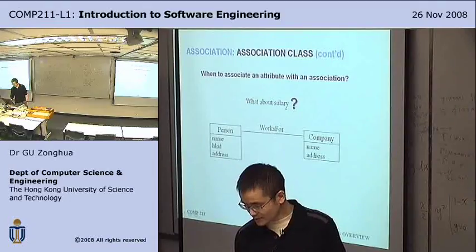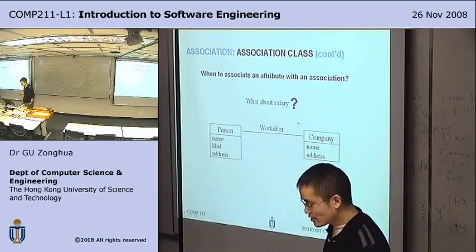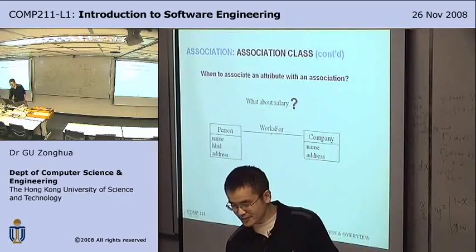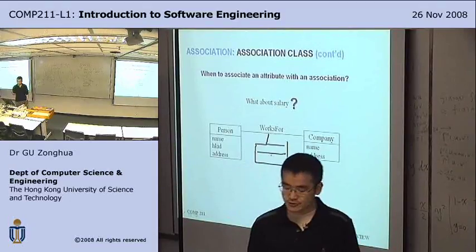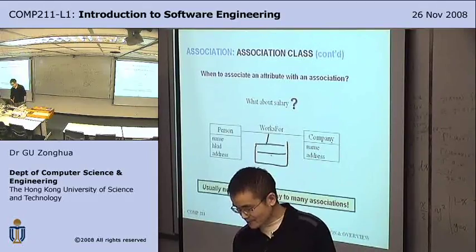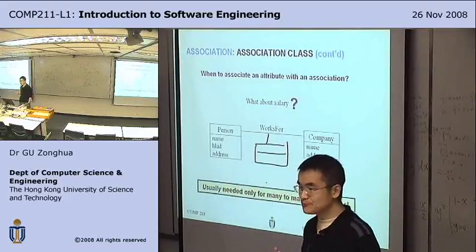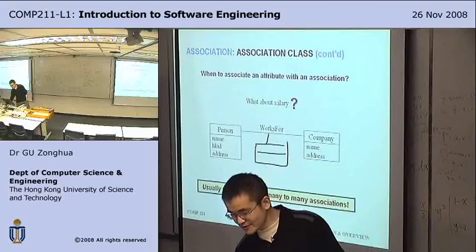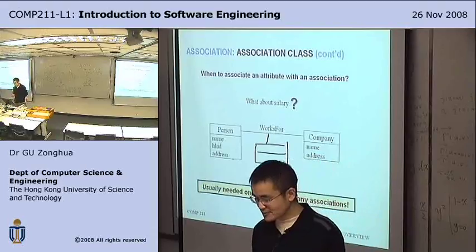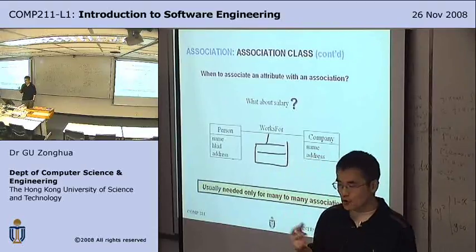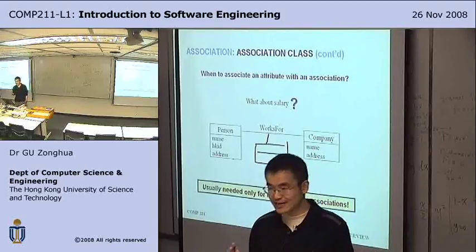So for this example, a person works for a company and draws a salary. So where do you put the salary? The obvious solution is to have an association class here, works for, with the salary attribute, right? But it's not really necessary if the person only works for one company. You can put the salary attribute in the person class. So it's only needed for many-to-many associations like student and course, where you have a grade for every student-course pair. A student takes many courses, and a course has many students.